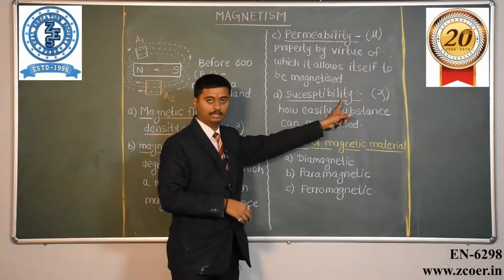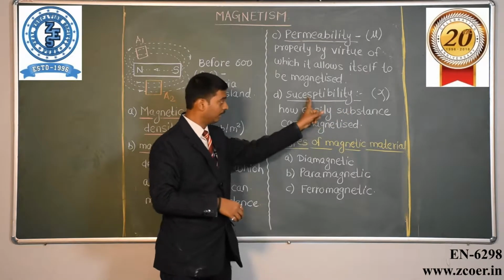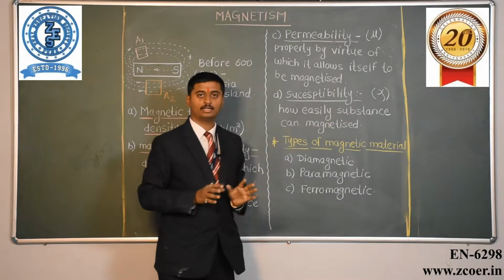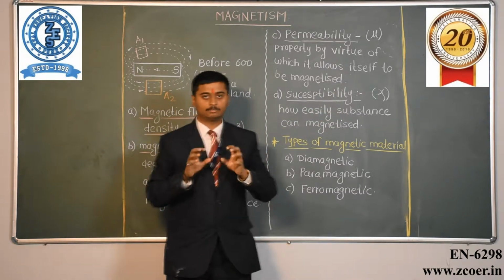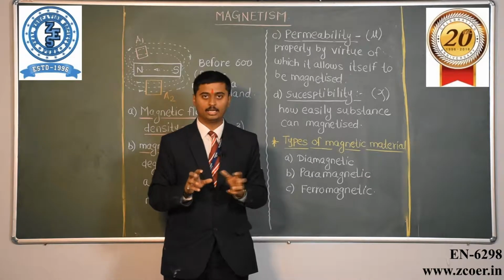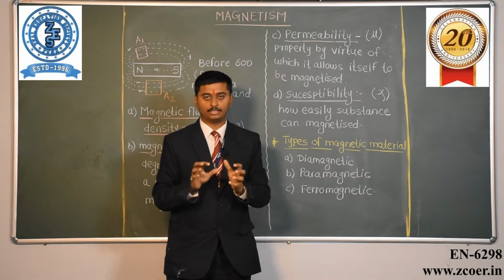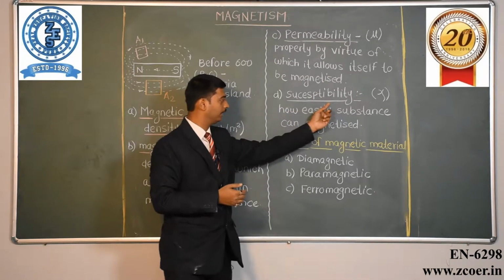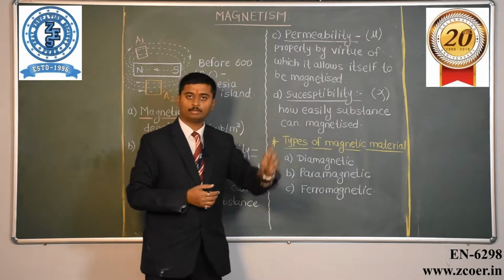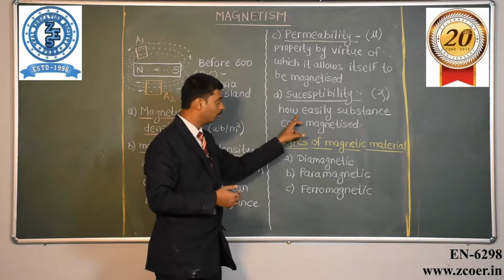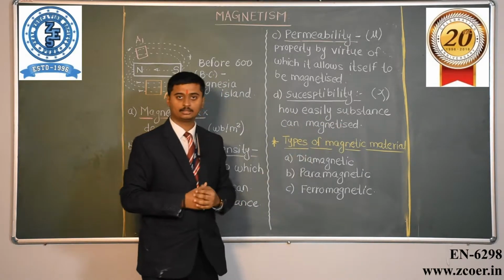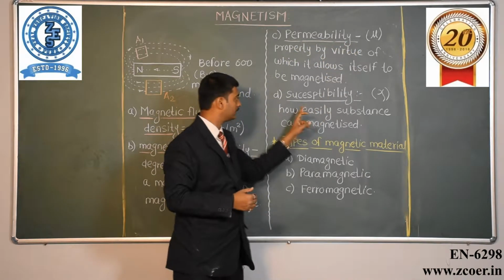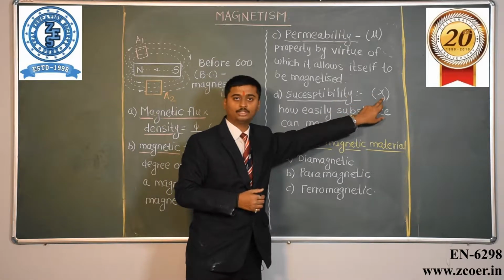Next one is susceptibility. Again there are two words present, suck and ability. Whenever any magnetic material is placed in an external magnetic field, the magnetic force present gets sucked by that magnetic material. So we can define susceptibility as the property of the material which shows how easily a substance can magnetize. Permeability is denoted by the symbol mu, whereas susceptibility is denoted by the symbol chi.